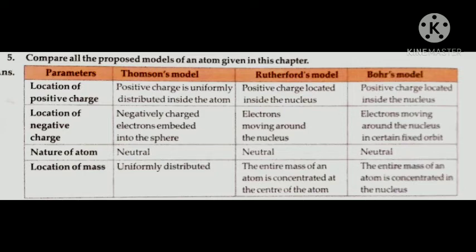Location of mass: uniformly distributed in Thomson's model. In Rutherford's model, the entire mass of an atom is concentrated at the center of the atom. In Bohr's model, the entire mass of an atom is concentrated in the nucleus.